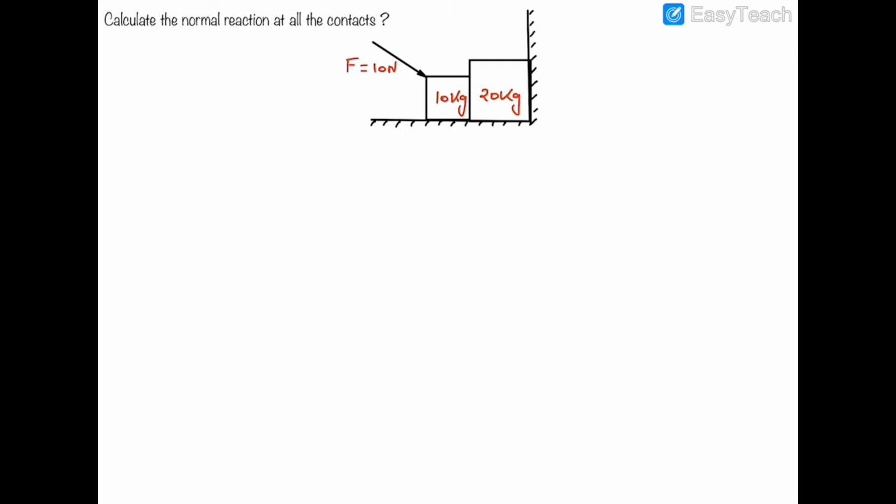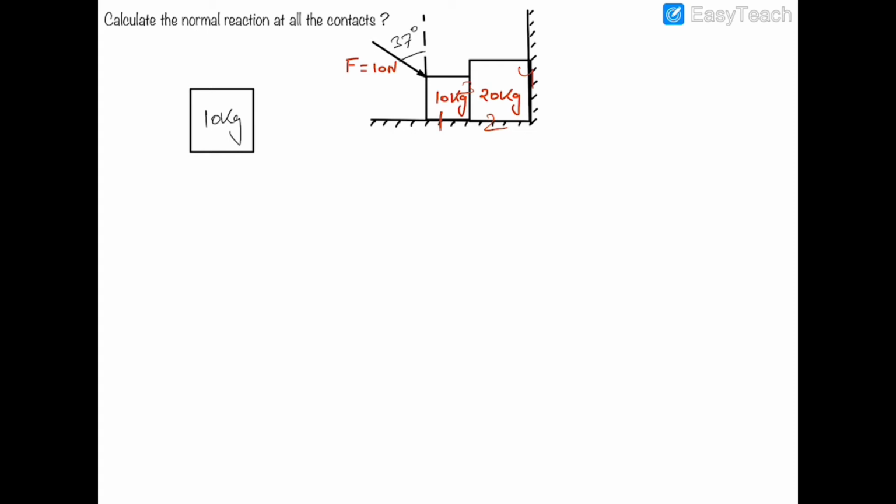In this question, we can see that this force F is acting on this block at some angle with the vertical. Let's suppose this angle with the vertical is 37 degrees. Now if I draw the free body diagram of the 10 kg block, it would be like that. This is the 10 kg block, and let me name the contacts. This is contact number 1, this is contact 2, this is contact 3, and this is contact 4. So there are 4 contacts.